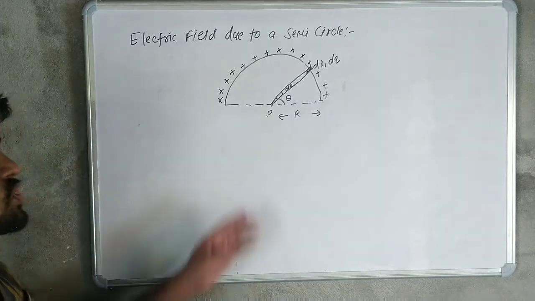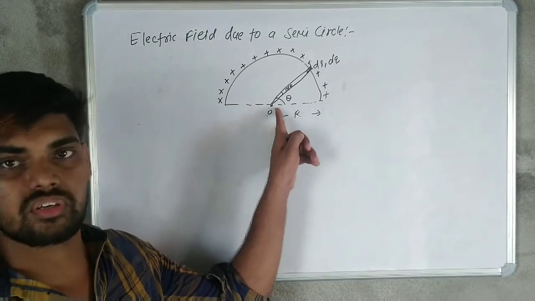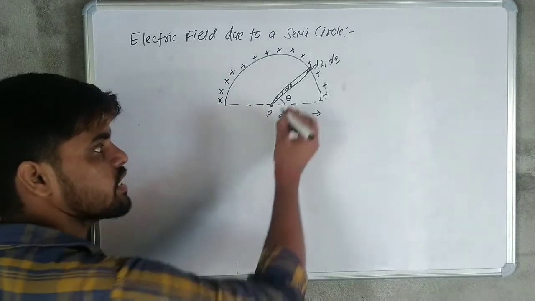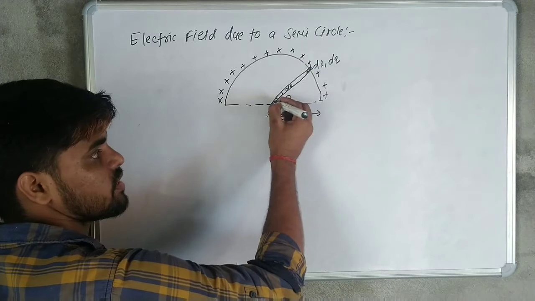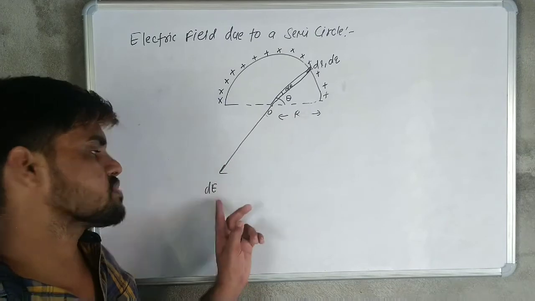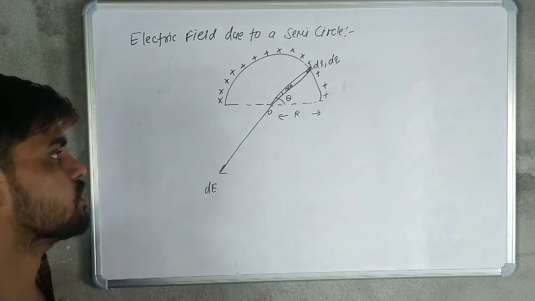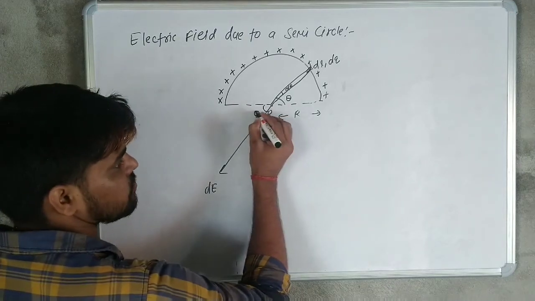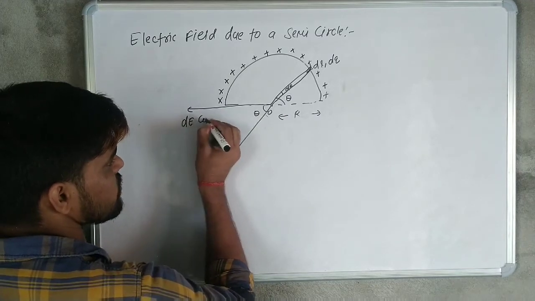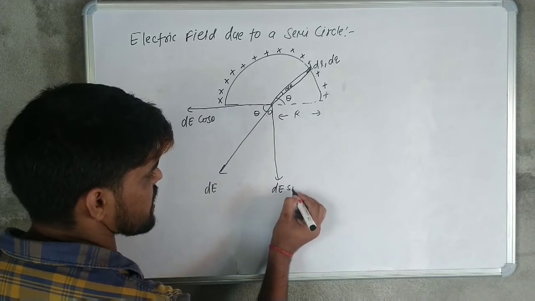Here, we take a test charge at this point. The electric field will be in this direction: since the charge is positive, the field points away from the element. So here is the small electric field dE due to the small element. Now this angle will be theta, so the components will be dE cos theta and dE sin theta.